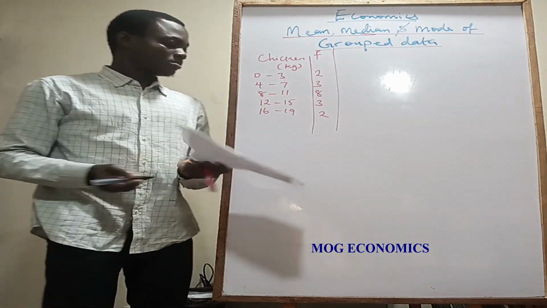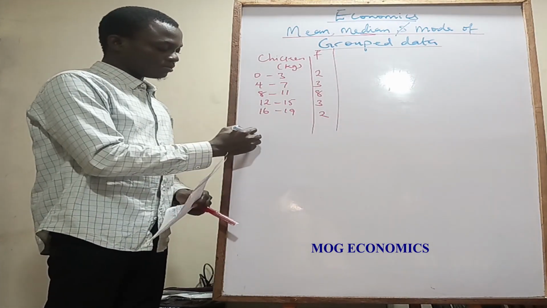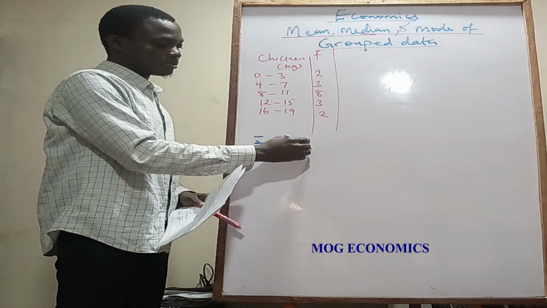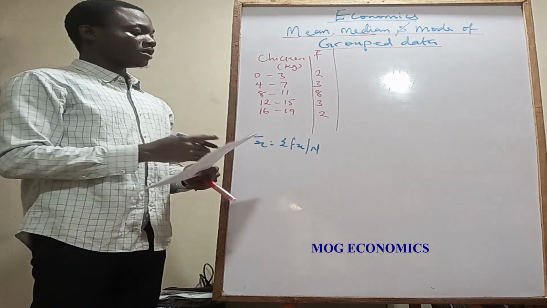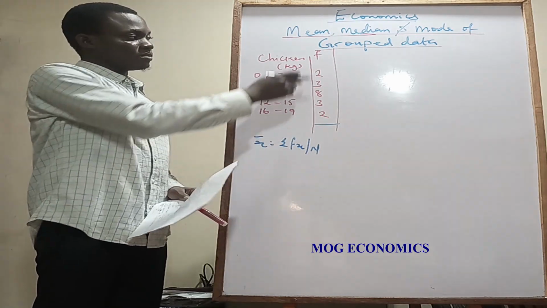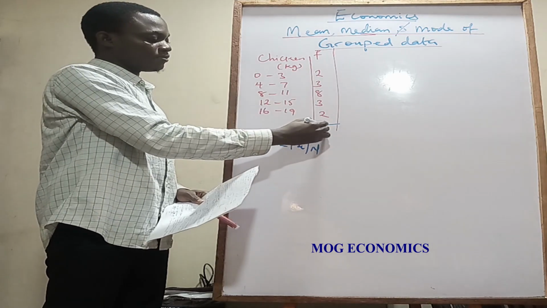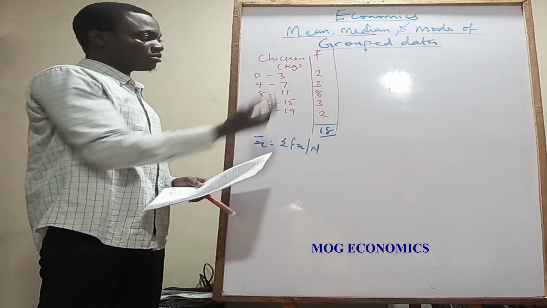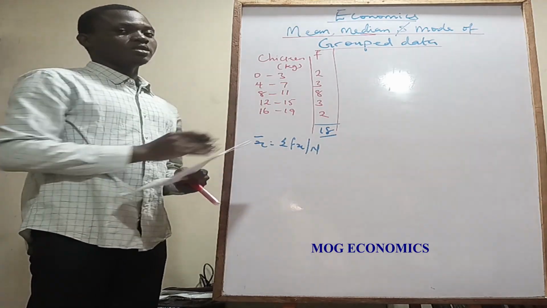Remember the formula of the mean is the summation of fx over n, or the summation of f. So we need to get the sum of all of this. 2 plus 3 is 5, 10, 18. So we have 18 here. 5 plus 8 is 13. Then 13 plus 3 is 16 plus 2. Then that is 18. So it's chicken measured in kilograms.